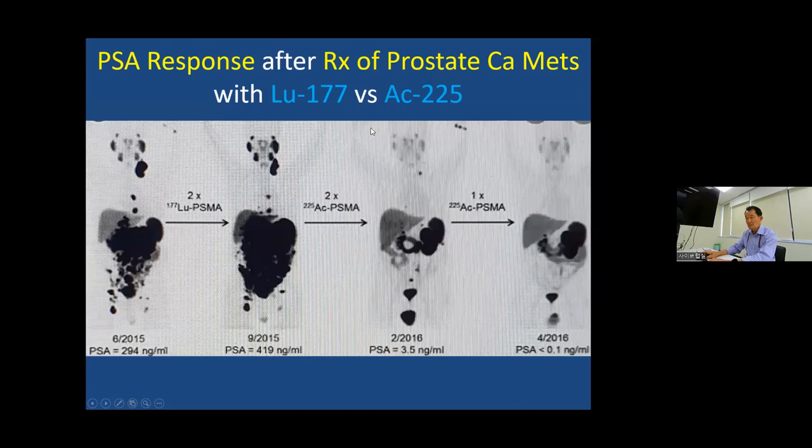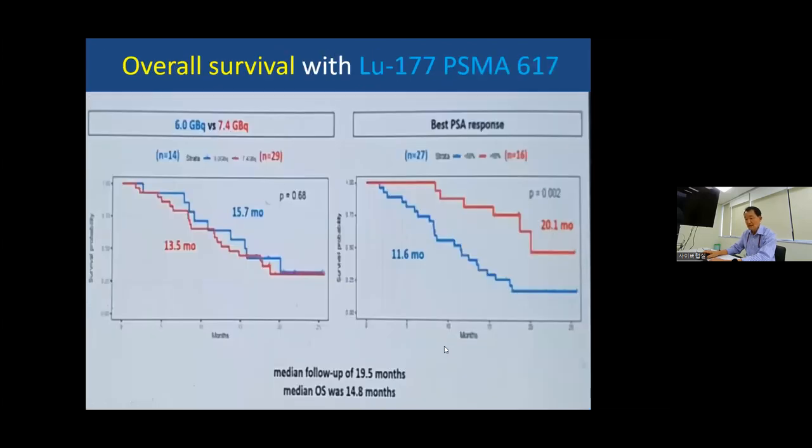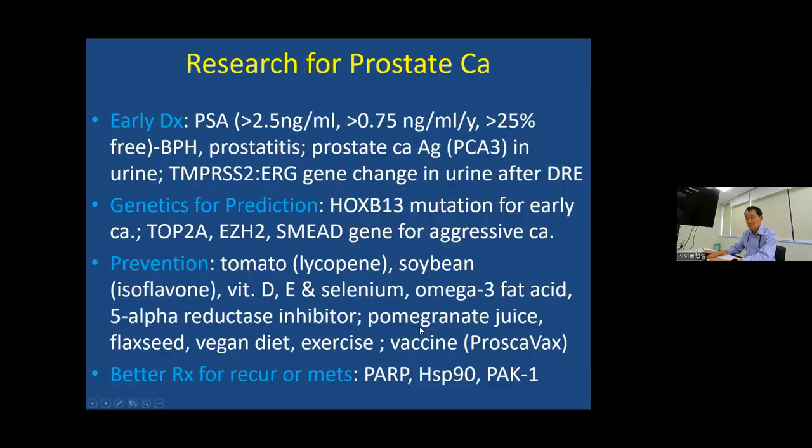But now using lutetium-177 or actinium-225, we can have good treatment for metastatic prostate cancer in the lymphatic system or bone together. Our study shows good response. So we still need early detection of cancer.